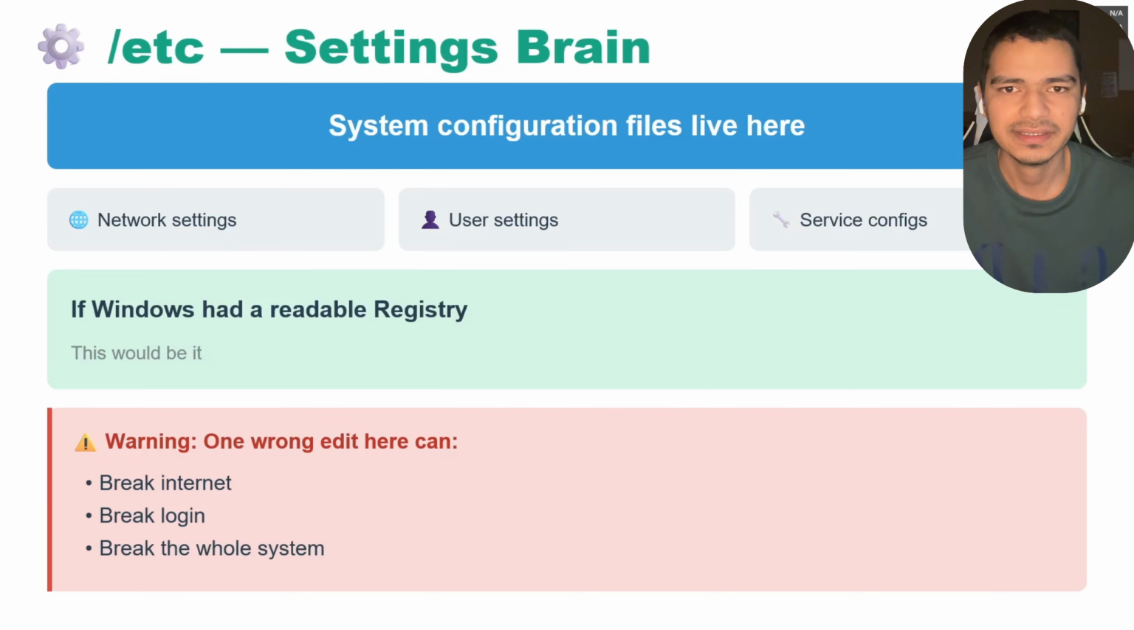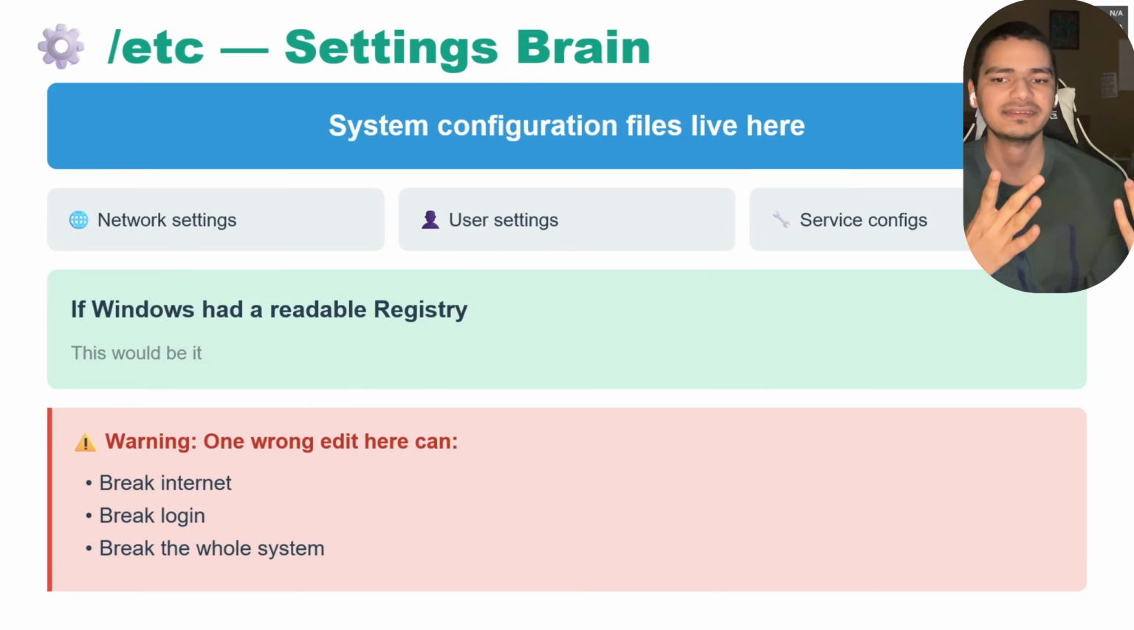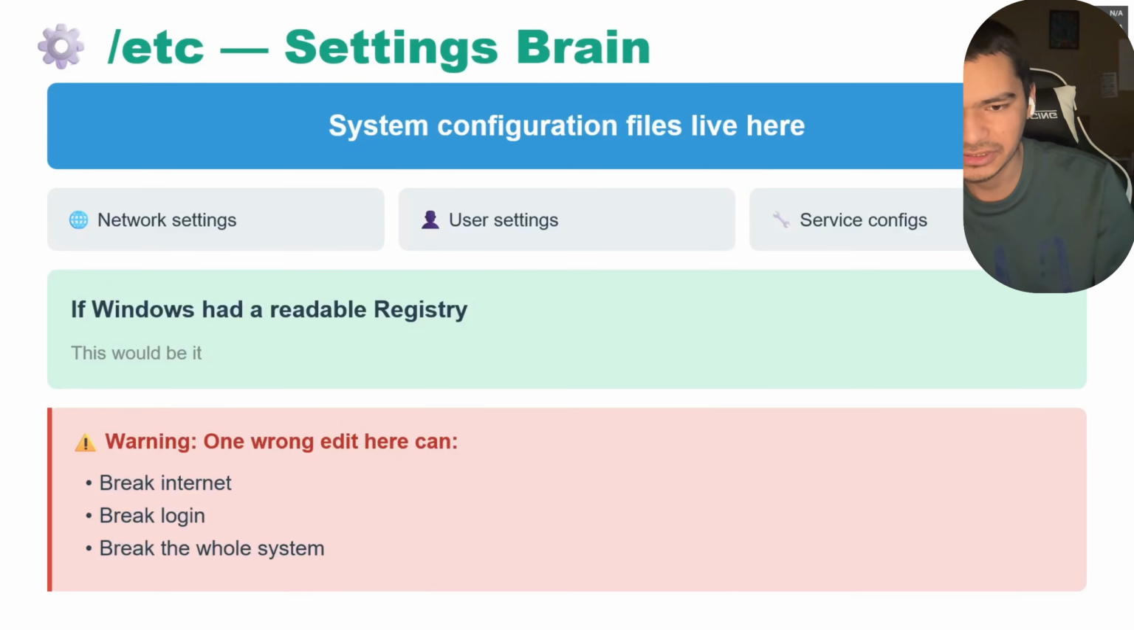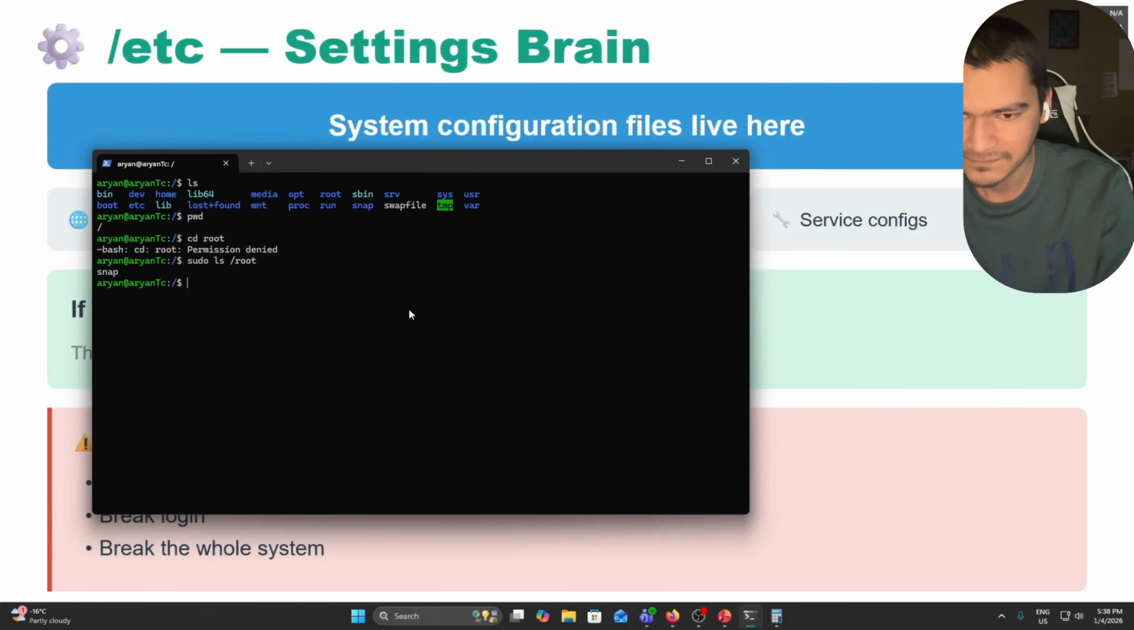So now let's look at the /etc folder. This folder contains system configuration files. Think of this as the brain of Linux. Files here control how Linux works. Let me bring up my terminal and show you a quick example.